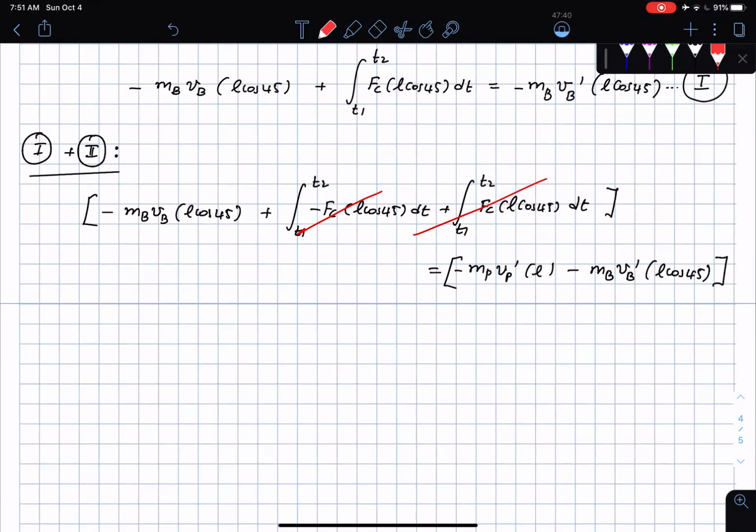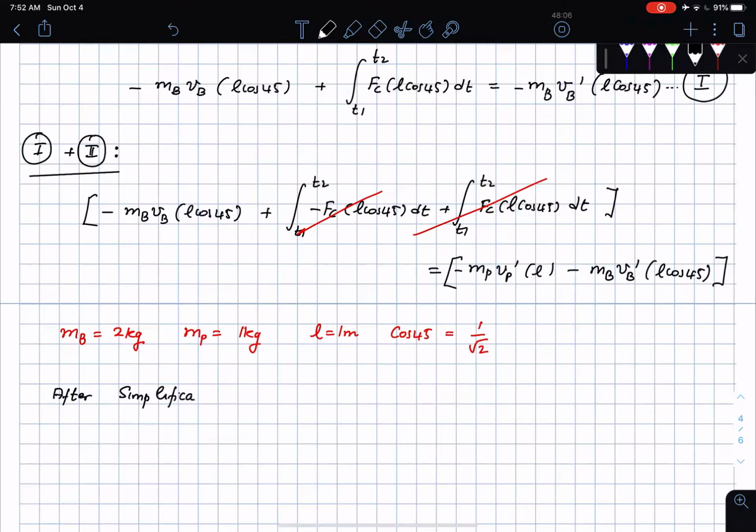Then I'm going to do the substitutions. MB is equal to 2 kilograms, MP is equal to 1 kilogram, L is equal to 1 meter, and cosine 45 is equal to 1 by root 2. After I do all the simplifications and rearrange my terms, after simplification, I end up getting root 2 Vp prime plus 2 Vb prime is equal to 10, and I forgot to mention that Vb was 5 meters per second. These are all given. So this is going to be equation number 3 for me. This is an important equation.